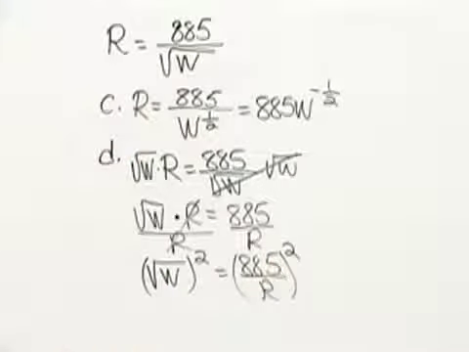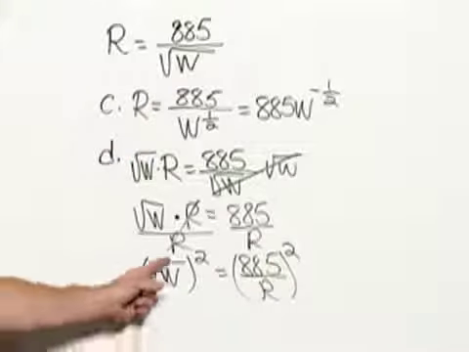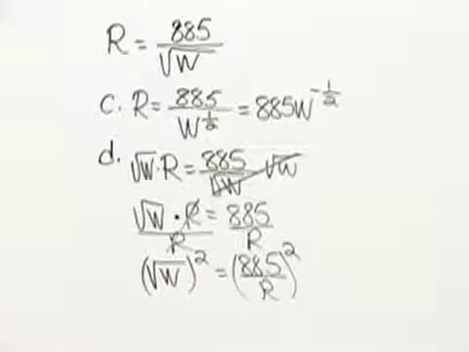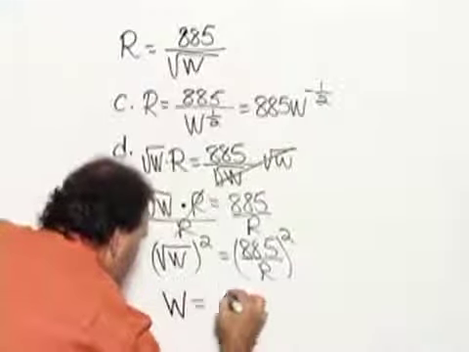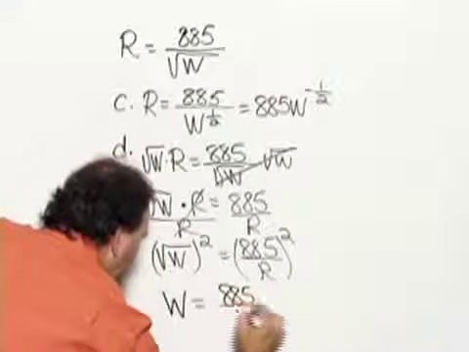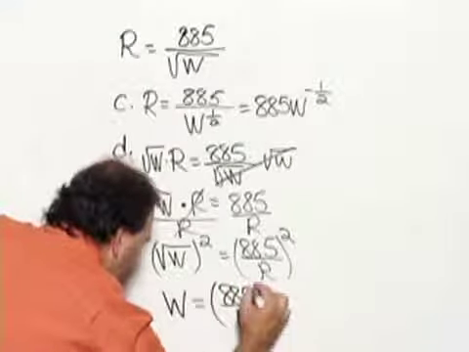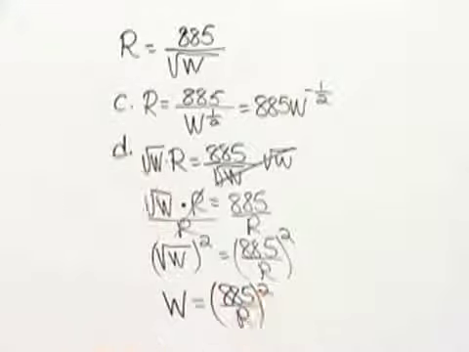That is, square both sides. When you square a square root, it eliminates the radical symbol, so we would get the answer that W equals 885 over R, all raised to the power 2.